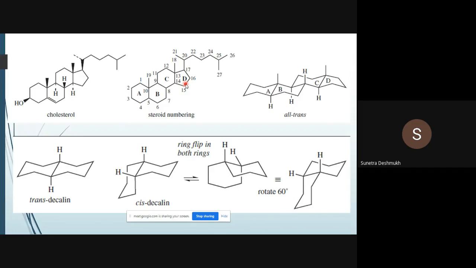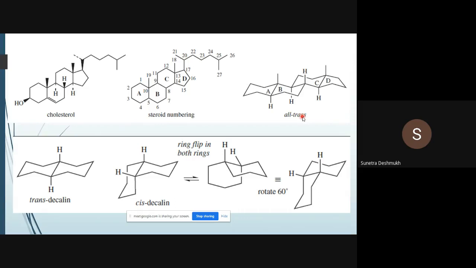After 17, they have given number 18 for the methyl group present at carbon number 13. Then 19 is the methyl group present at carbon atom 10. Then 20, 21, 22, 23, 24, 25, 26 and 27. So numbering is also quite easy in the case of steroids.